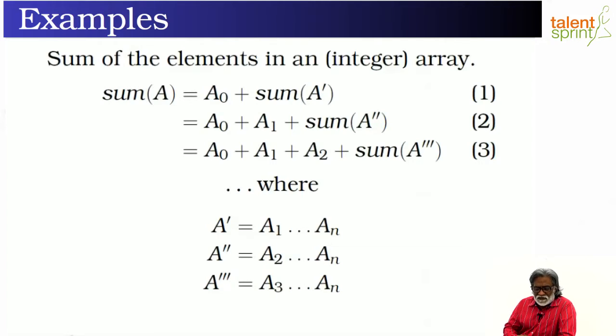Now look at it. So sum of A is A0 plus sum of A prime, which is A0 plus A1 plus sum of A double prime, which is A0 plus A1 plus A2 plus sum of A triple prime, and so on. When do we stop? That's a question you have to answer. So all this is nice, but when do we stop?